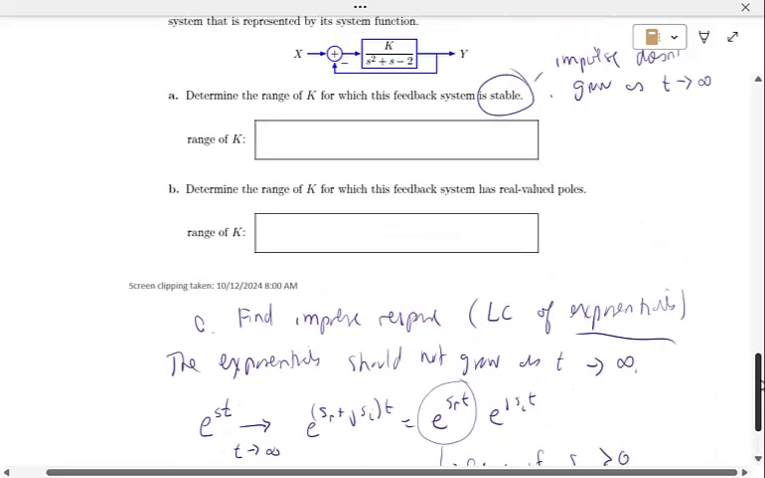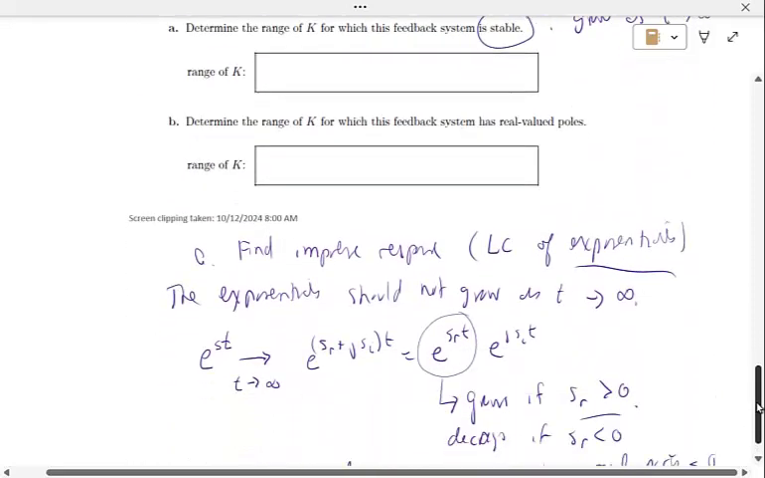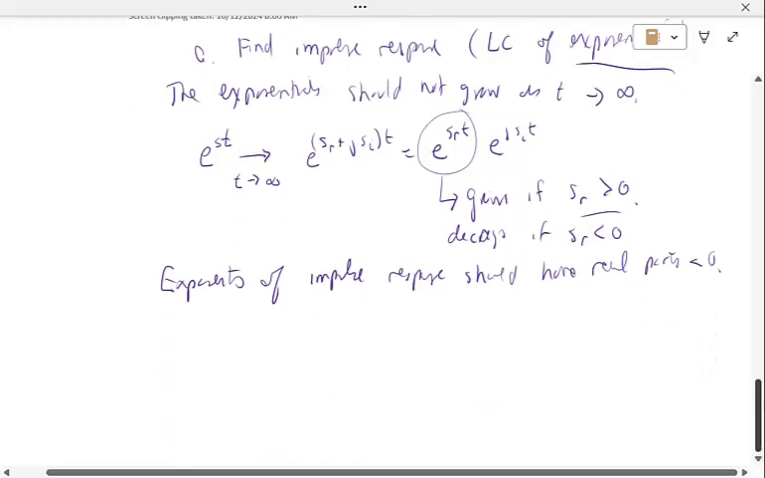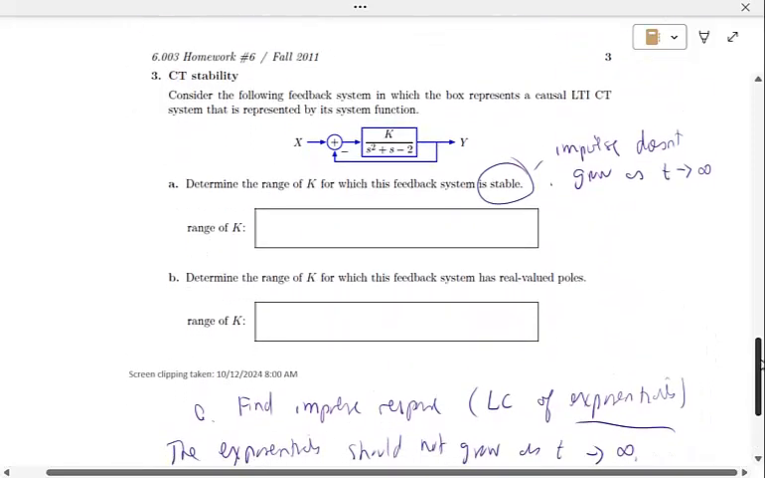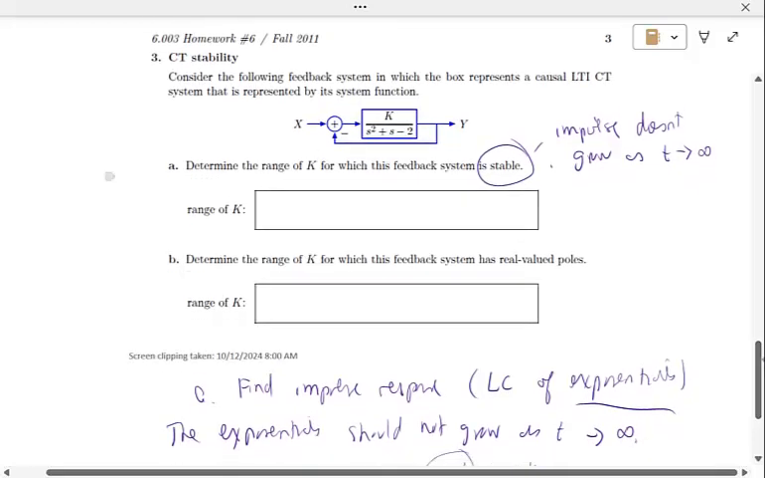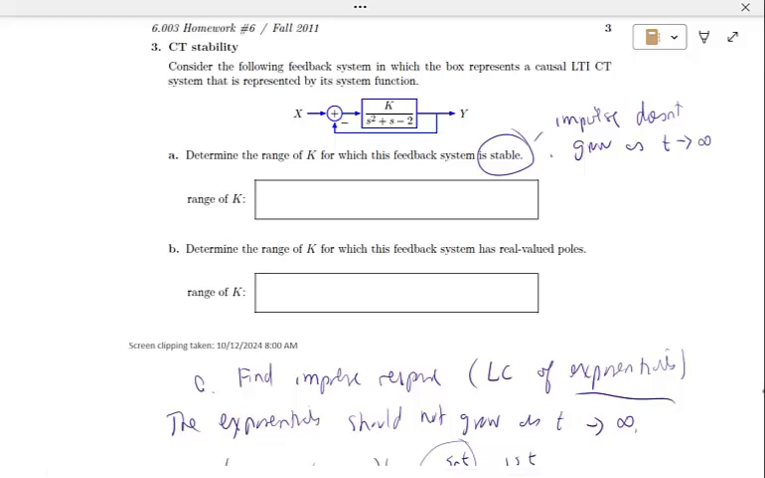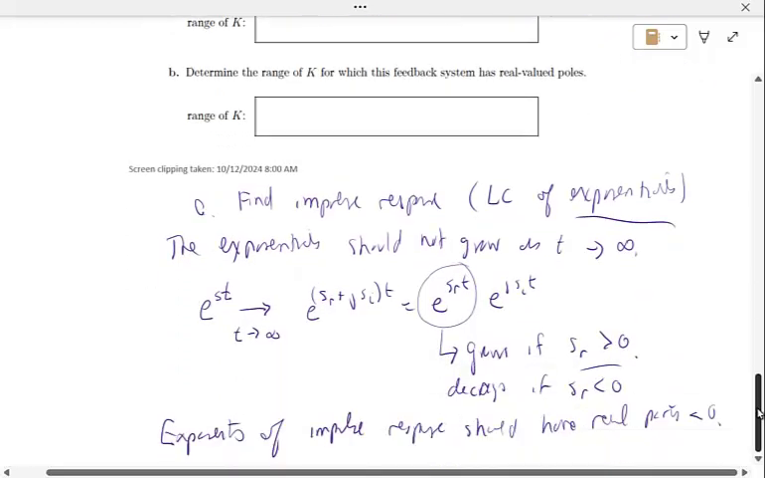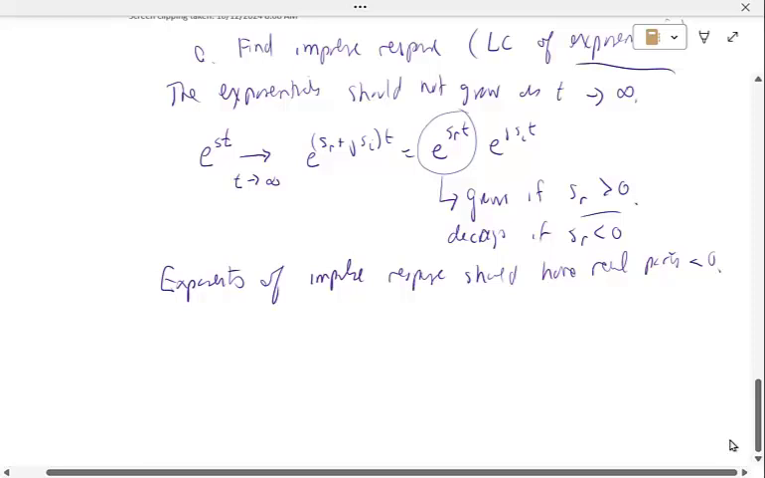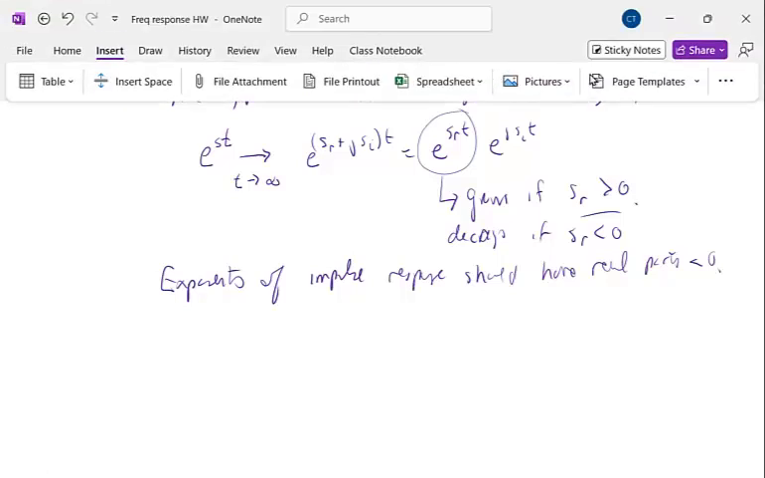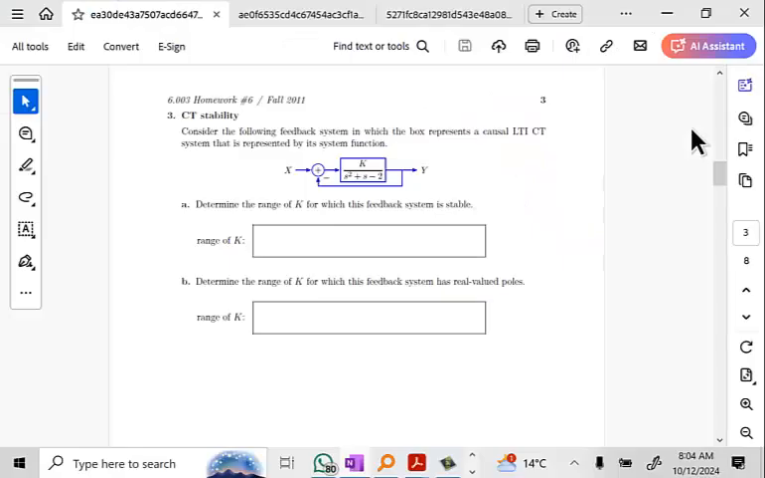All right, now what are the exponents of the impulse response? Well, that's exactly what the poles are. Remember, that's the reason we found the poles, that the poles give us the exponents of the frequency response. So be careful here. What you want to do is solve for the system. Here, let me grab it again. Just the picture.